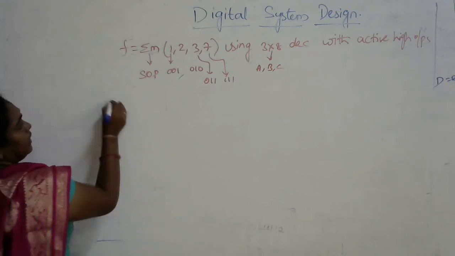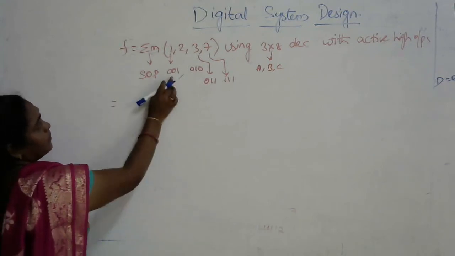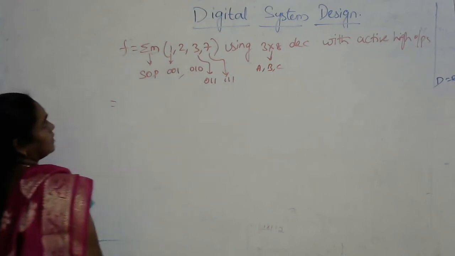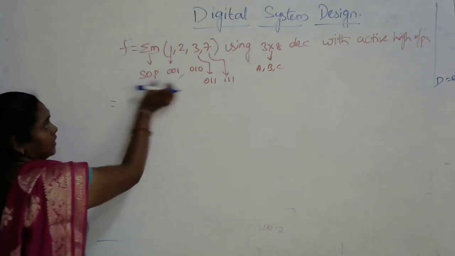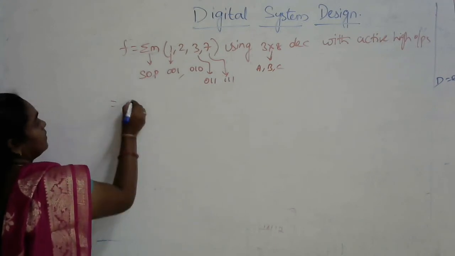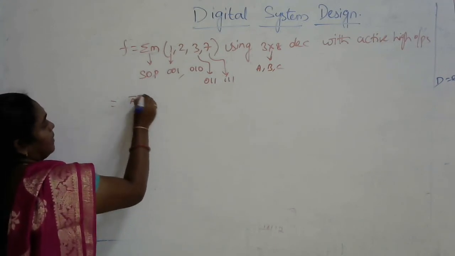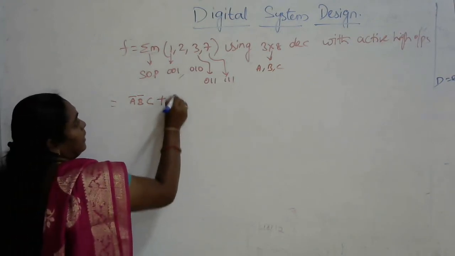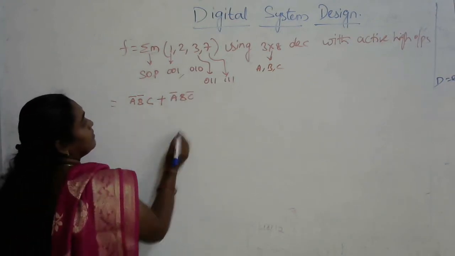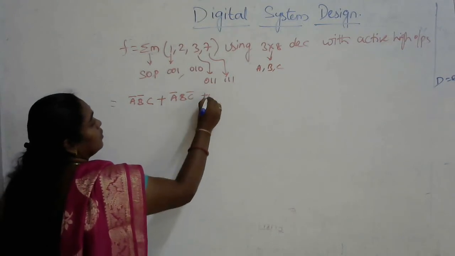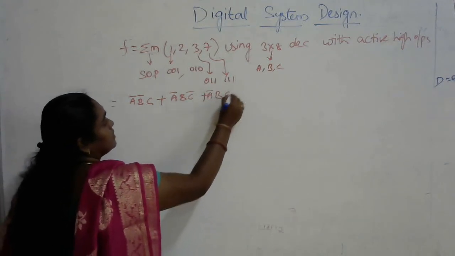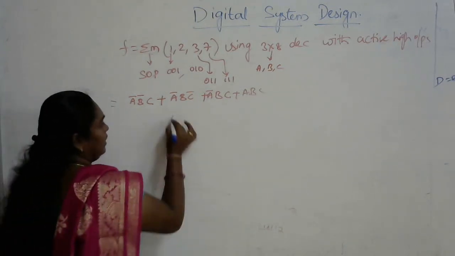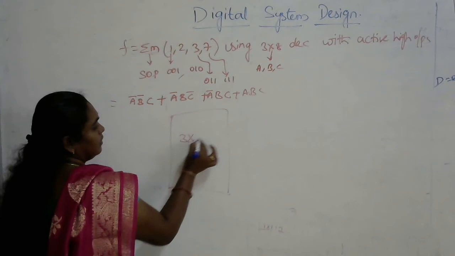So here I can write this as Y1, Y2, Y3 and Y7. As we know, an SOP is nothing but AND followed by OR gates. This is A bar, B bar, C plus A bar, B, C bar plus this is 0. So A bar, B, C plus A, B, C. So we need to draw a 3 by 8 decoder.